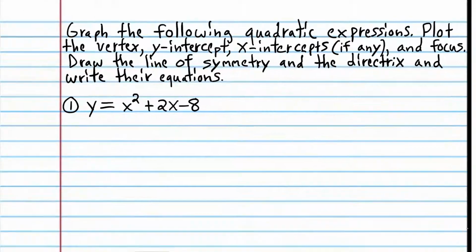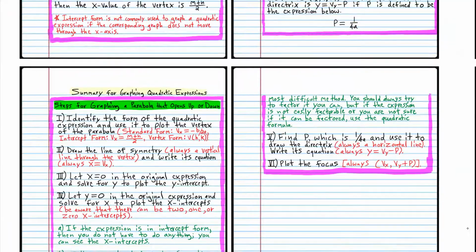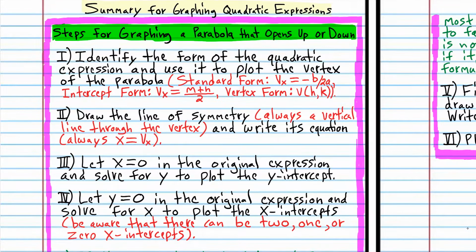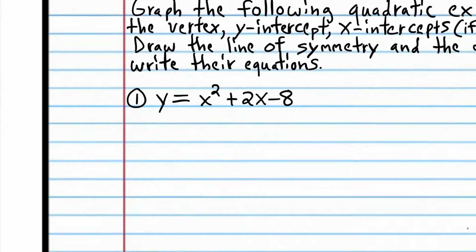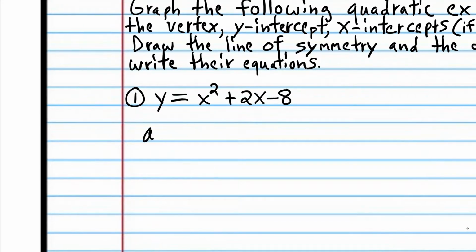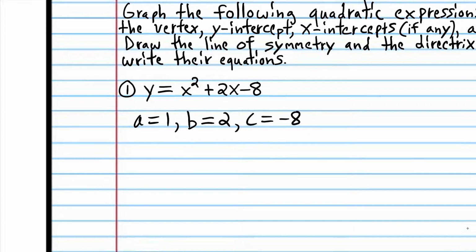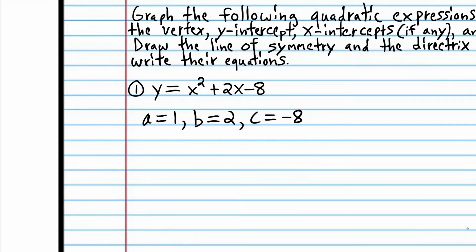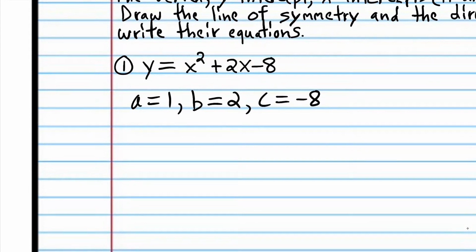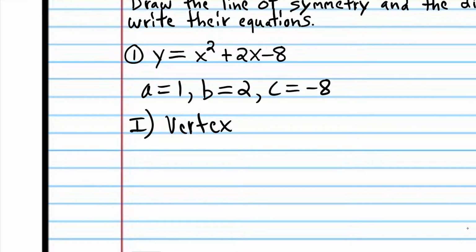Now let's go to step 1 here. It says step 1 is identify the form of the quadratic expression and use it to plot the vertex of the parabola. So what form is this? Obviously this is standard form. So I'm going to go ahead and label constants. You don't have to label constants, but I'm going to do that just to avoid any confusion. And so we have standard form, and we're going to use that form to find the vertex. And so step 1, we're going to find the vertex. So I'm going to label that step vertex.